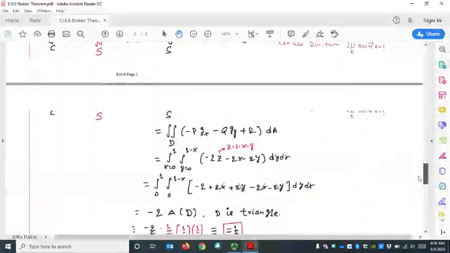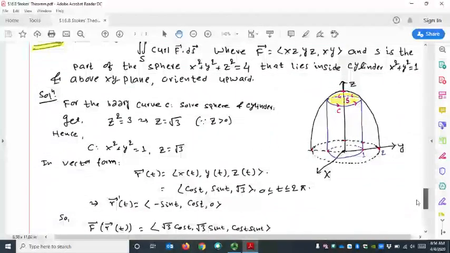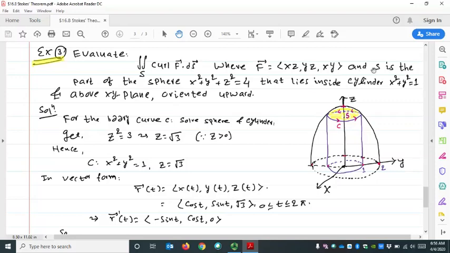Let's do example 3. So example 3 says, evaluate the surface integral of curl of vector field F over the surface S, where vector field capital F equals xz, yz, xy, and the surface S is the part of the sphere of radius 2 that lies inside the cylinder x squared plus y squared equals 1 and above the xy plane and oriented upward.